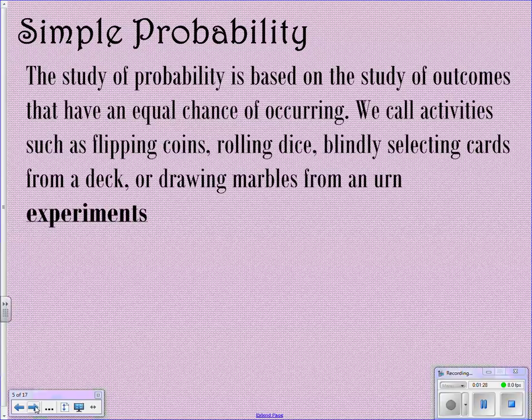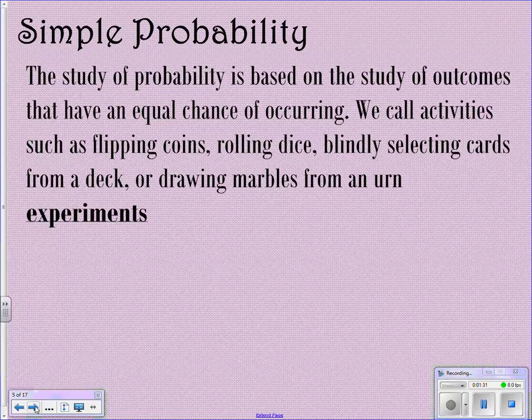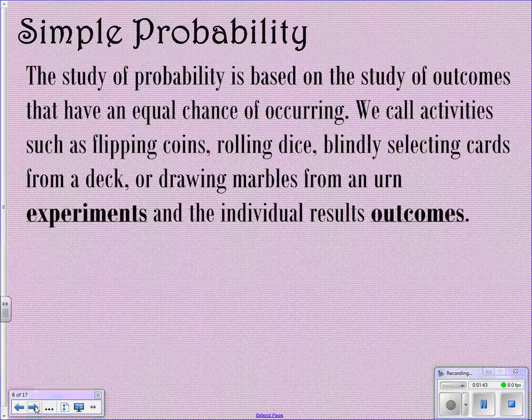We call activities such as flipping coins, rolling dice, blindly selecting cards from a deck, or drawing marbles from an urn experiments. And the individual results are outcomes. And all of the outcomes from flipping coins, rolling dice, selecting cards from a deck, or drawing marbles from an urn, those are all outcomes that have an equal chance of occurring because it's all based on chance. You have a 1 out of 2 chance of flipping a heads when you're flipping a coin. You have a 1 out of 2 chance of flipping a tails.